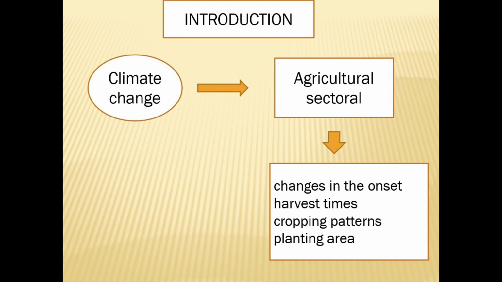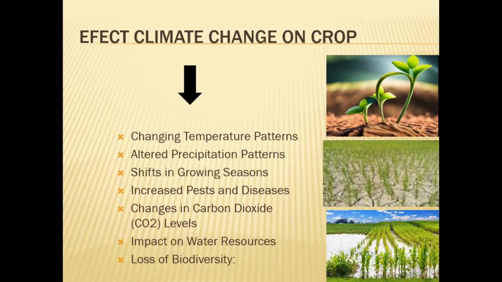We firstly introduce how climate change affects the agricultural sector: since the beginning of the rainy seasons, changes in harvest time, planting patterns, and the area that can be planted by profitable crops. The effects of climate change are the change of temperature and rainfall pattern, which results in changes of growing season, increase in the number of pests and diseases, and changes of carbon dioxide emission in the atmosphere. It also affects the availability of water and ultimately affects the biodiversity on Earth.